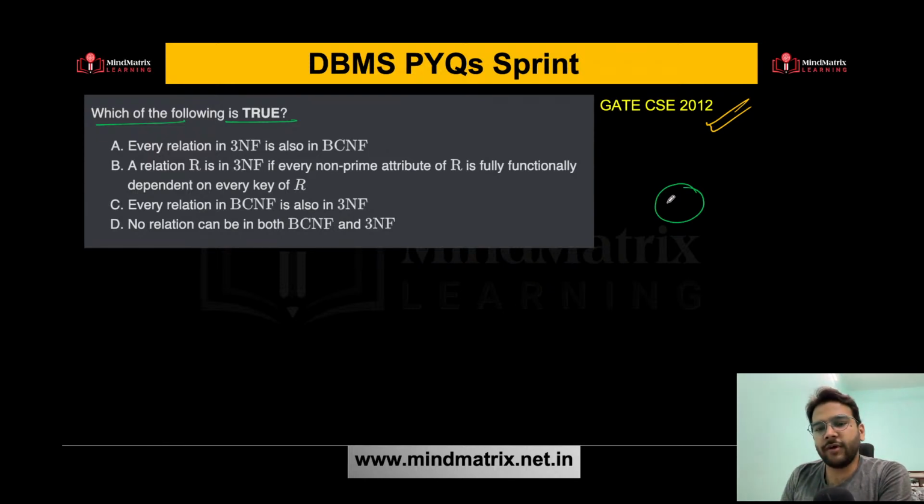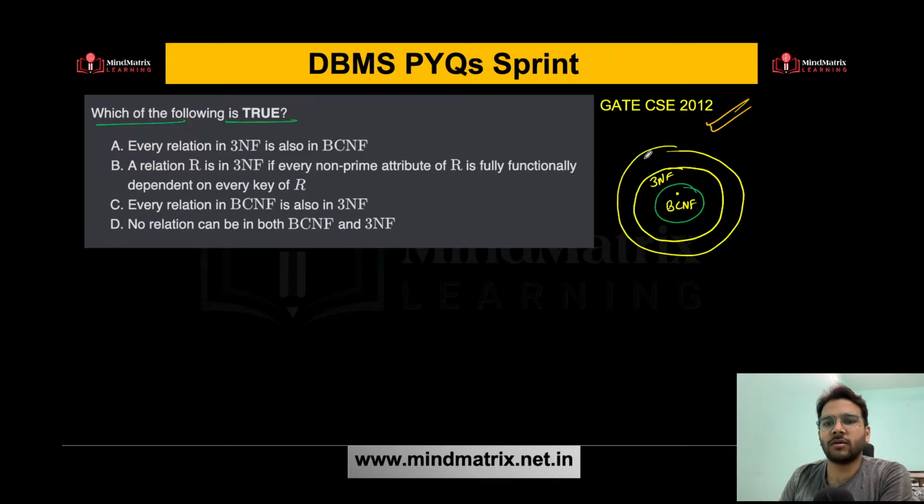See, if a relation is in BCNF, then definitely it will be in 3NF also. If a relation is present over here, definitely it is in BCNF, 3NF, 2NF and 1NF also, right? So like this we can make a Venn diagram, and this is in 1NF.